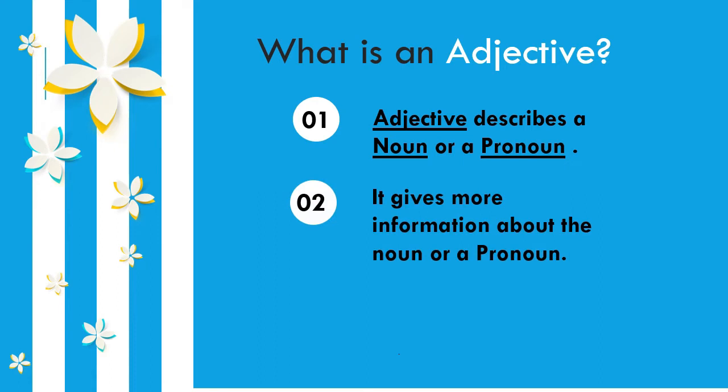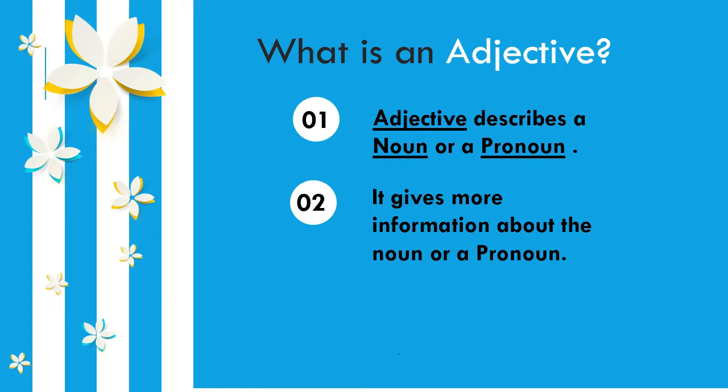First of all, can you tell me what is an adjective? Think about it. If you think that an adjective qualifies a noun or a pronoun, then you are correct. So, an adjective is a part of speech that describes, qualifies, and identifies a noun or a pronoun. It gives more information about a noun and a pronoun.